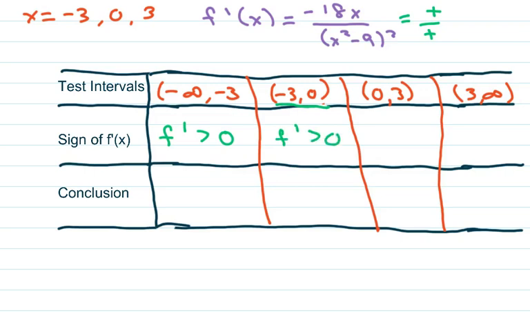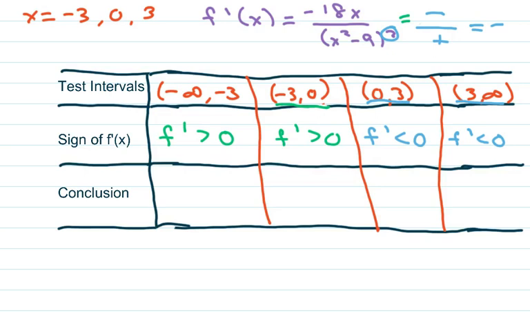Now let's see what happens when we get above 0. If I plug in, say, 1 for this one, I'm going to get a negative in the numerator. The denominator, I'm going to get a positive because you're squaring it. So that's going to equal a negative. So my sign is negative. And the same thing's going to happen if I plug in, say, 4 or 5. Your denominator is going to be positive, but your numerator is going to be negative.